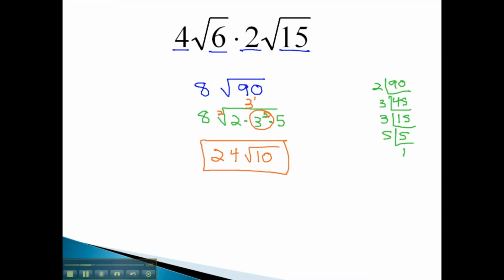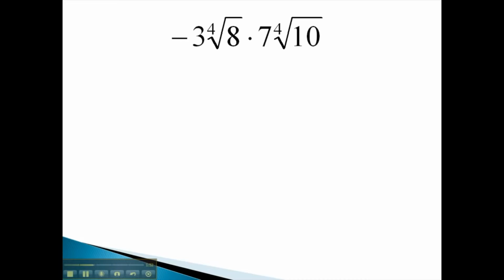Let's take a look at another example of a higher root that we can multiply together using the same method, and then reduce our final answers. Again, in this problem, because it's all multiplication, we'll multiply the numbers outside the radical. Negative 3 times 7 is negative 21. And then inside the fourth root, we'll multiply our numbers together as well. 8 times 10 is 80.